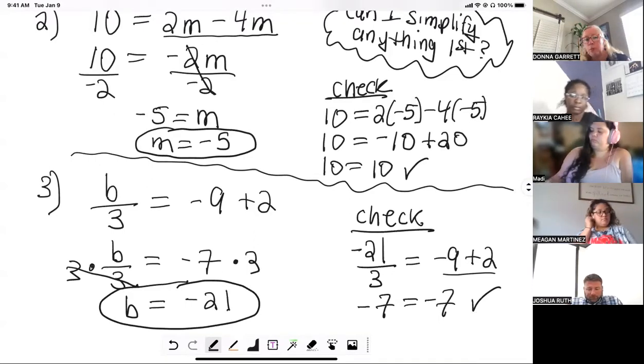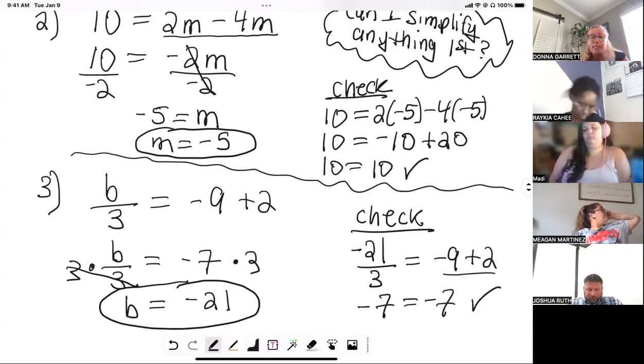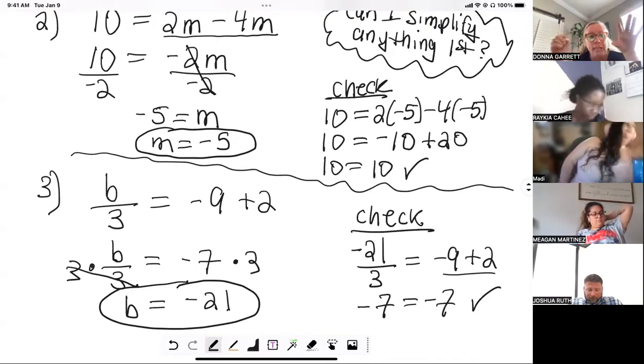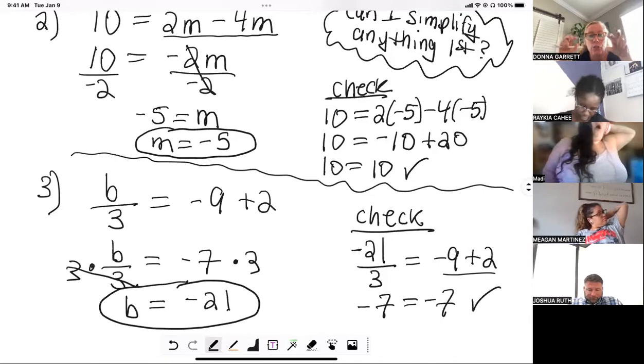And the biggest thing to remember is that whatever you do to one side of the equation, you gotta do to the other side. So if you're multiplying something on one side, you're gonna multiply that same thing on the other side. If you're adding something to one side, you gotta add that same thing to the other side. And that's why it says equal. You wanna keep both sides equal to each other. So in order to do that, whatever you do to one side, you gotta do to the other side.